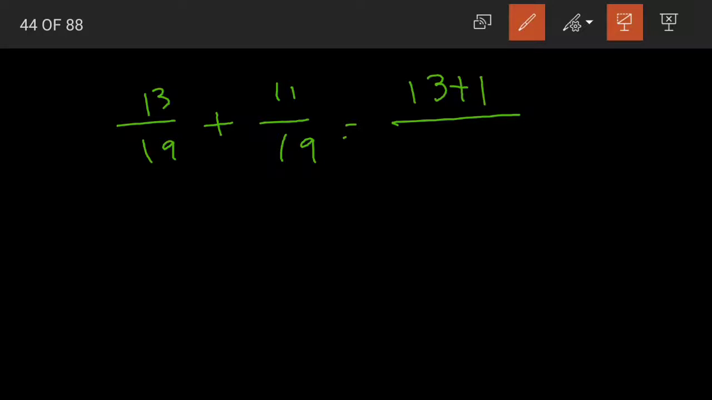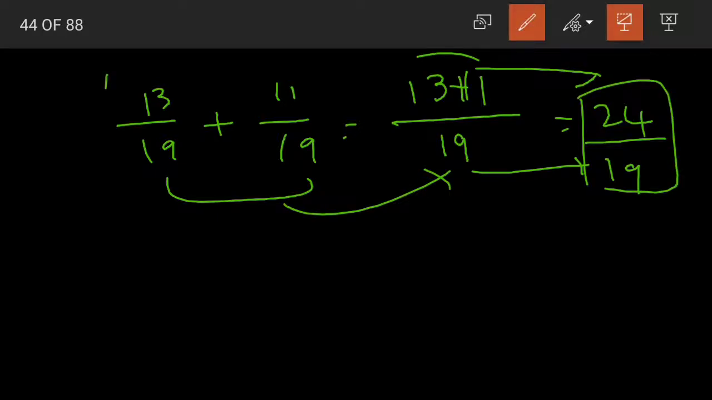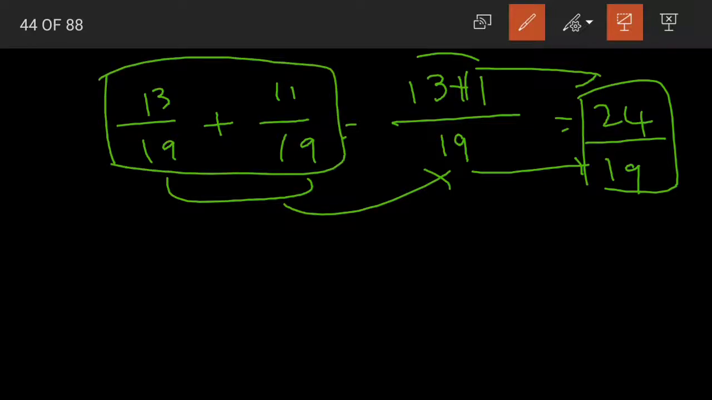Understood? What was it? 13 by 19 plus 11 by 19. For the numerator part, we will add the given numerators. And what about the denominators? As they both have the same denominator, we'll just write the denominator as it is. We'll write just 19 in the denominator. Now 13 plus 11 is 24 divided by 19. 24 by 19 is our answer, the sum of the given like fractions. I hope this is clear, children.